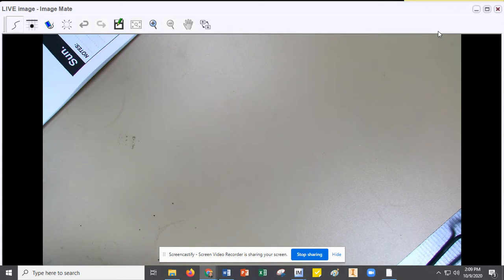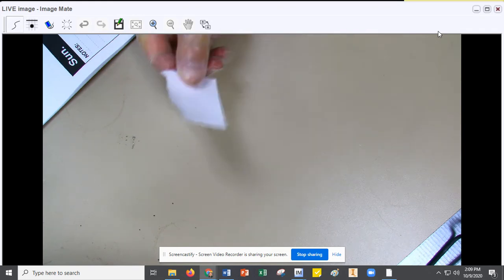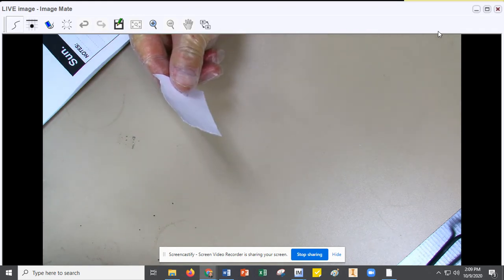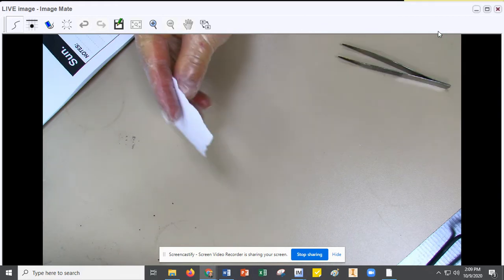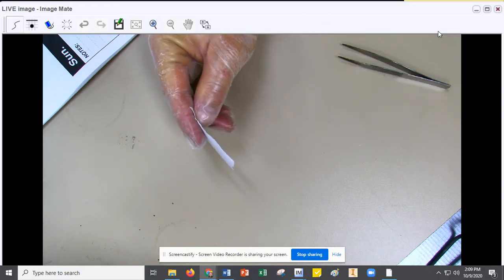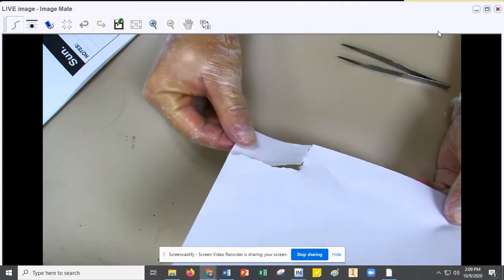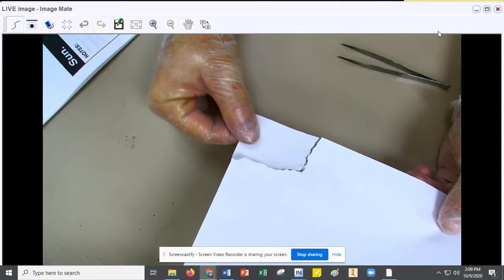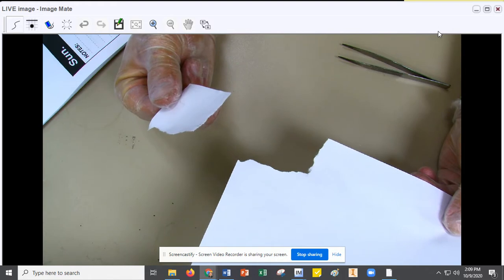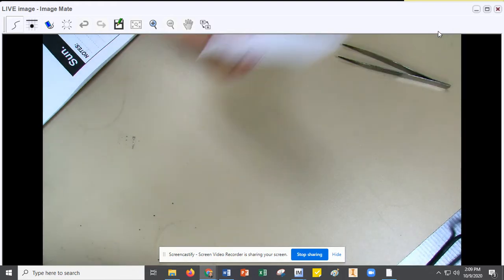For station number 1, it has you take a piece of printer paper, rip off a small square, and is this ripping of a piece of paper an example of a chemical or physical change? Explain why or why not.